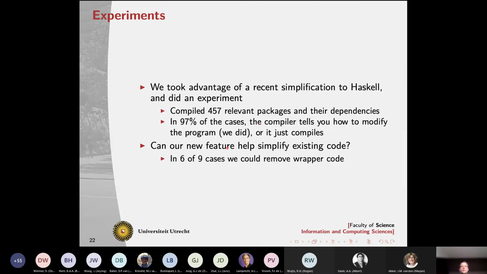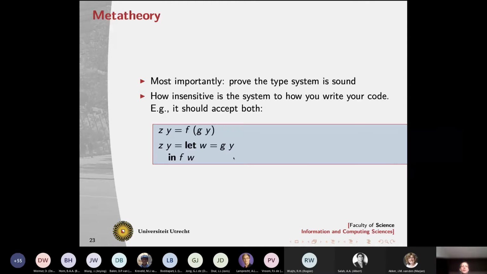Another thing we looked at is, if we have this new feature of impredicativity, can we, for example, remove all kinds of existing uses of a trick to simulate impredicativity? And we found that in 6 of the 9 cases, we could actually do this. We also had to prove meta theory, most importantly, to prove our type system sound so that it could be trusted. But there's other things besides.